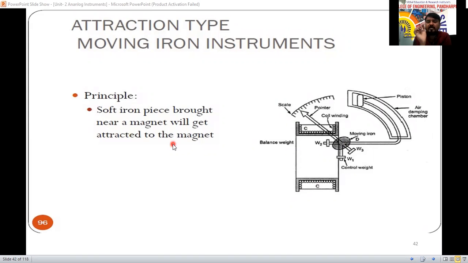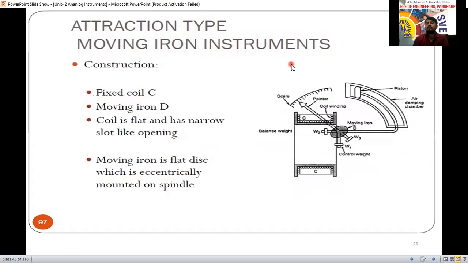One small piece of iron, if we bring it near the magnet, is going to be attracted. Attraction is nothing but moving from that position towards the magnet. The same principle we are going to apply for the attraction type moving iron instrument. Based on that principle only, the attraction type moving iron instrument operates. So this is the principle. Next, we are going to consider the construction.